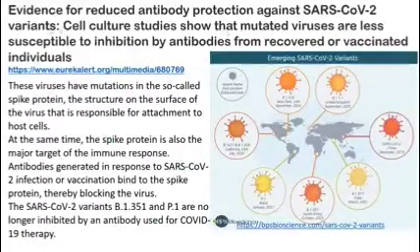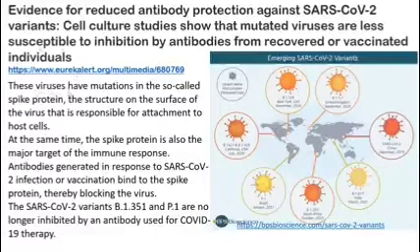There is evidence for reduced antibody protection against SARS-CoV-2 variants. Cell culture studies show that mutated viruses are less susceptible to inhibition by antibodies from recovered or vaccinated individuals. That can be a person who has got the disease and recovered. The recovered person has antibodies, and vaccinated people have antibodies. So for both these cohorts, the protection is less for the stronger variants.